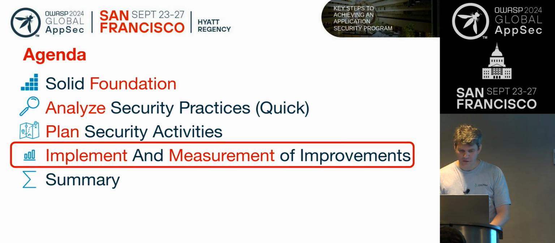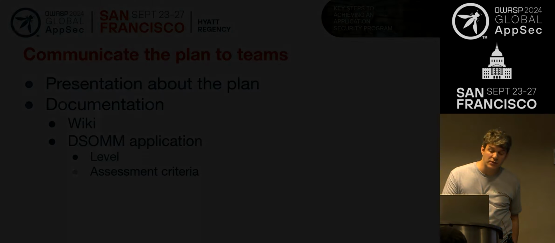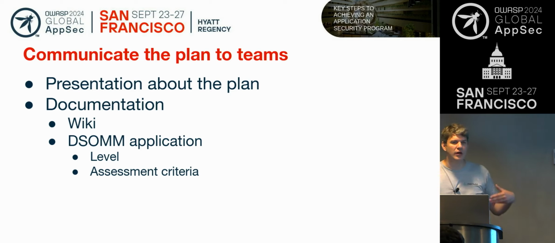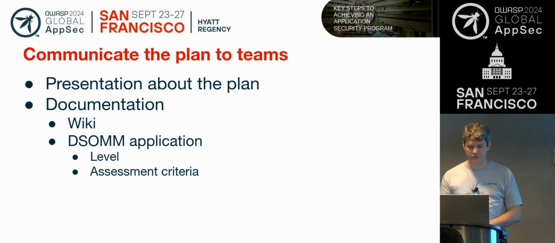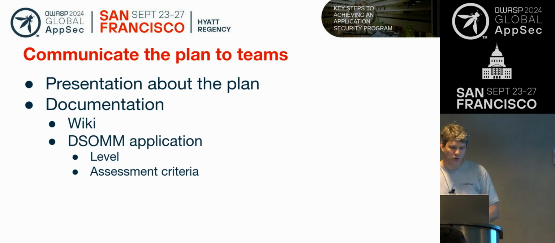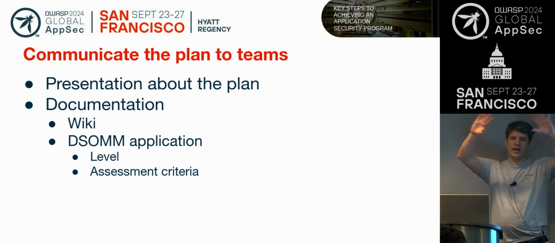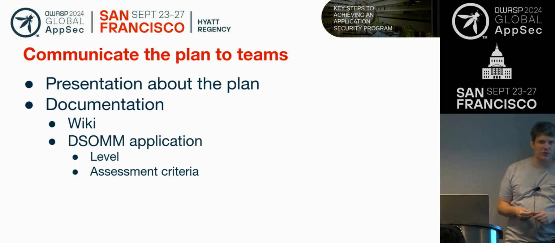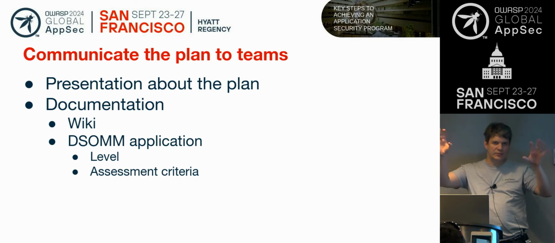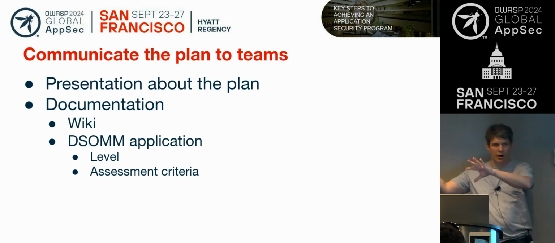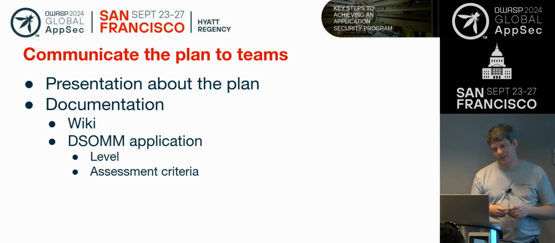Yeah, now we come to the implementation and measurement of improvements. How do you communicate your plan? Now you have the plan. How do you communicate it to the different teams? So you could use a wiki, but my experience is you will create a table, and then you will reference the descriptions, and these links will get messed up, especially when you swap around the levels.